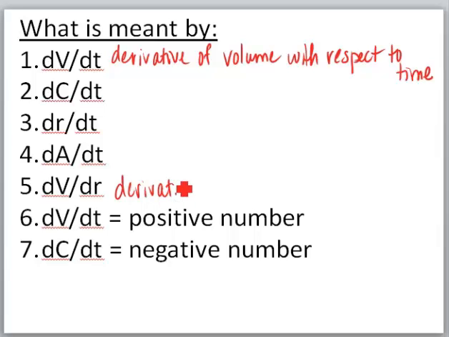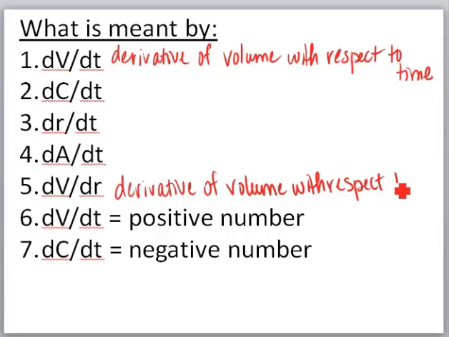Derivative of volume with respect to the radius. The last two that I've written here is if I find out that the derivative of the volume with respect to time is a positive number, I'm going to know that it's increasing. And number 7, if I find the derivative of something, in this case the derivative of the circumference with respect to time is a negative number, I'm going to know that it is decreasing.